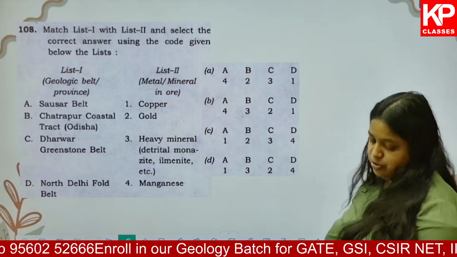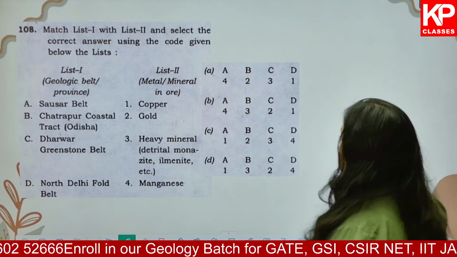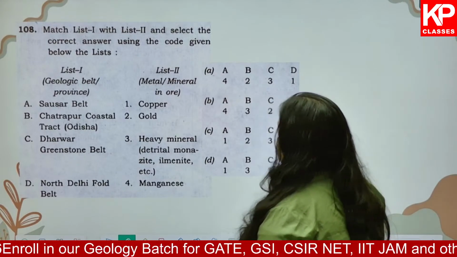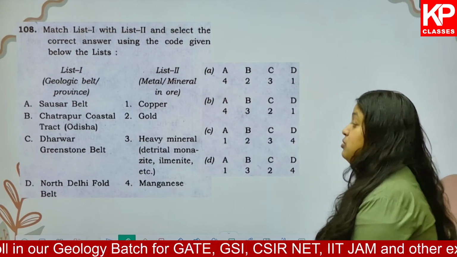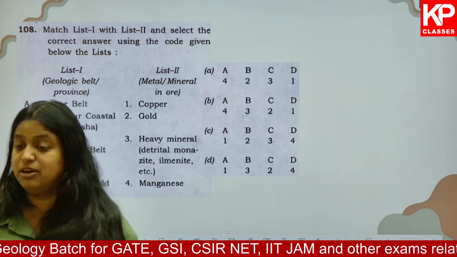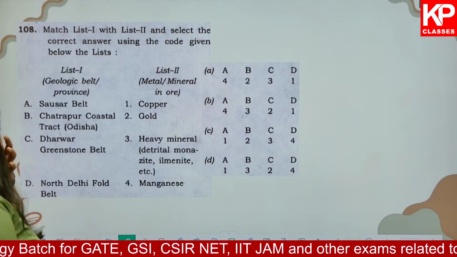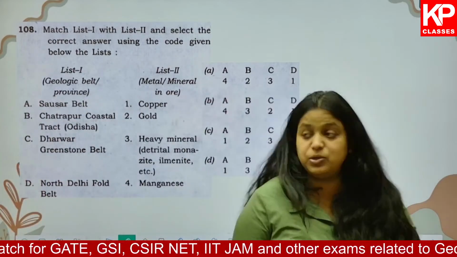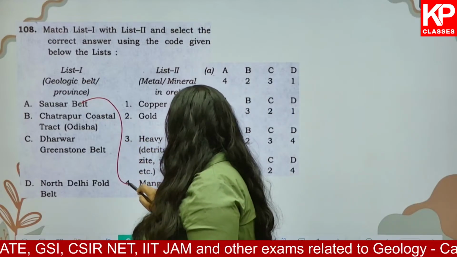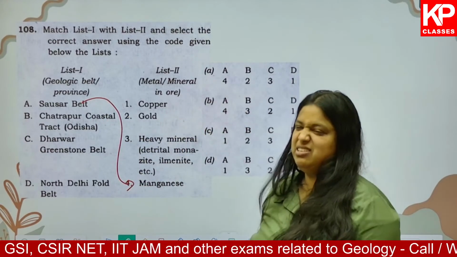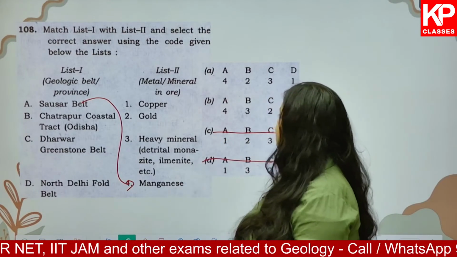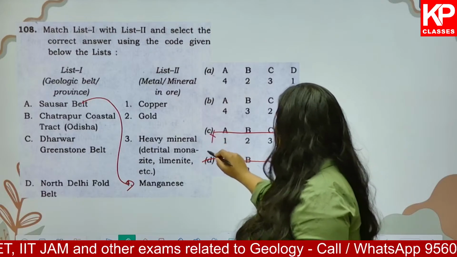Last question for today. This is actually geological belt or province and the metal or mineral in ore. So these are ore geology questions. Question is what they have asked over here. So the answer, first one, Sausar belt is of manganese. This is very easy. A is 4. So D and C are wrong options.